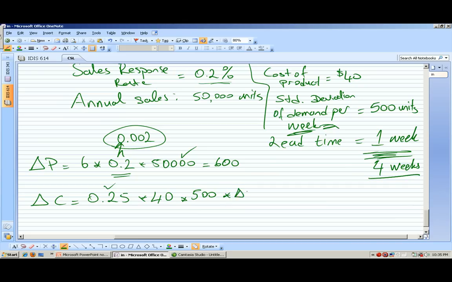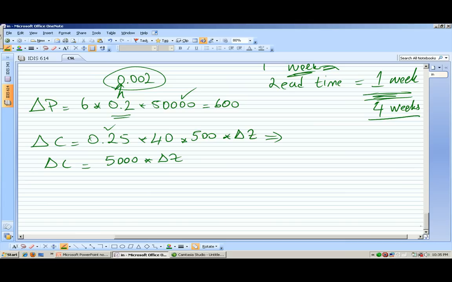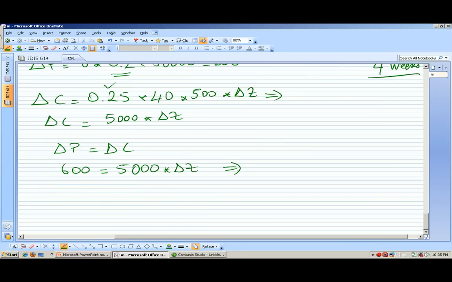Alright, and that is multiplied by delta Z. And if you go calculate delta C, that is gonna be 5,000 times delta Z. Now I need to find this delta Z. Okay, and I know that this delta P equal to delta C, and if I write 600 equal to 5,000 times delta Z, I can find out that delta Z is equal to 0.12.